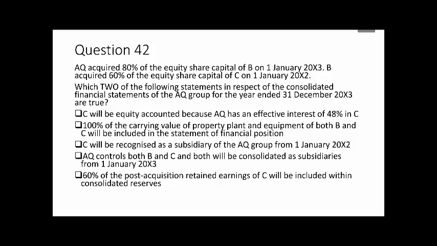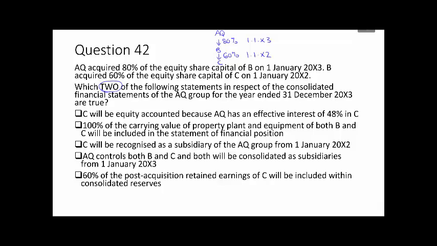Question 42 is another consolidation question based on a complex group. This time we have AQ acquiring 80% of the share capital of B on the 1st of January X3, who in turn acquires 60% of the share capital of C, but this was actually done a year earlier, 1st of January X2. What we're asked to do is identify which two of the following statements in respect of the consolidation are true for the year ended 31st December 20X3.